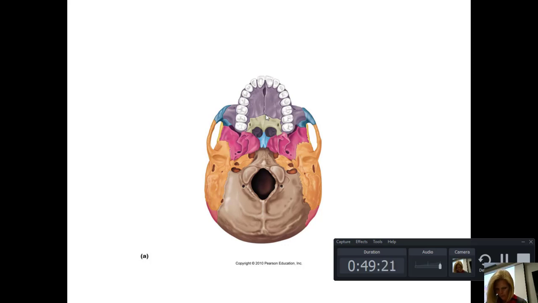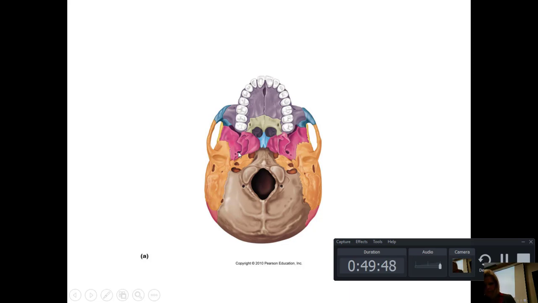So picture reference for this is on page 217. It's shown in green here, is the palatine bone. It's that back portion of the hard palate. Then it becomes soft palate, kind of squishy. So that's where that bone ends, is right there, the palatine bone.